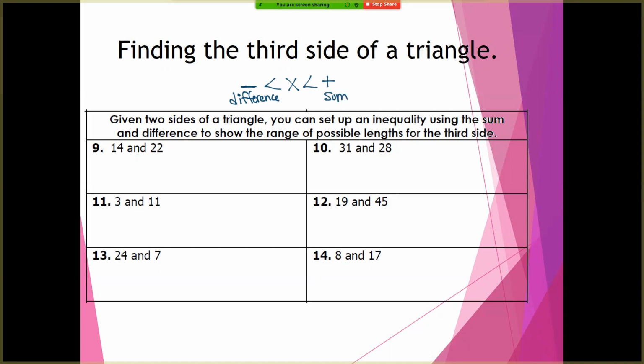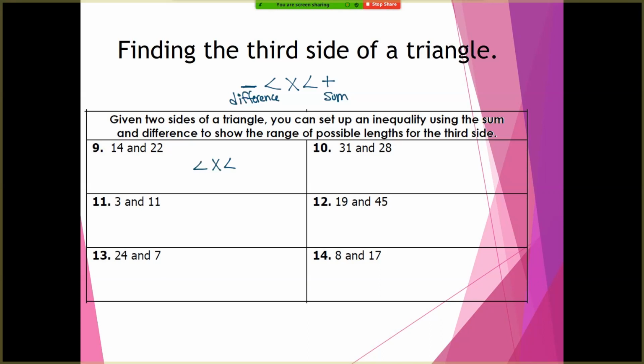So all of these problems are going to have these symbols in the middle. So some number is less than x and it's less than some other number. To get these two numbers, I'm going to take the difference. So I'm going to subtract my two numbers on the left. I'm going to add them to get the numbers on the right.